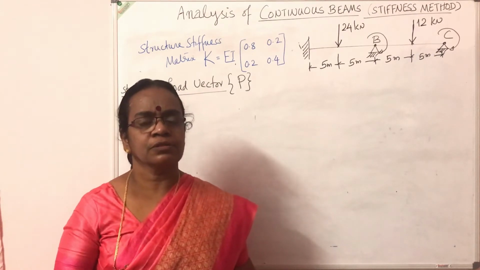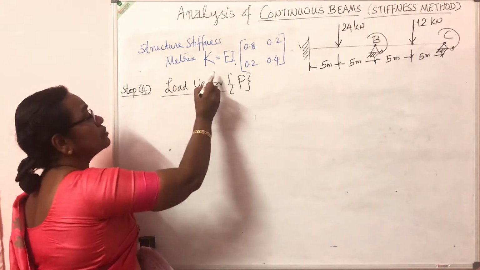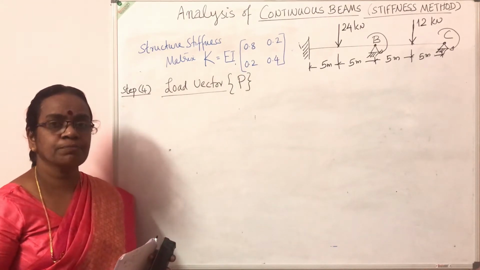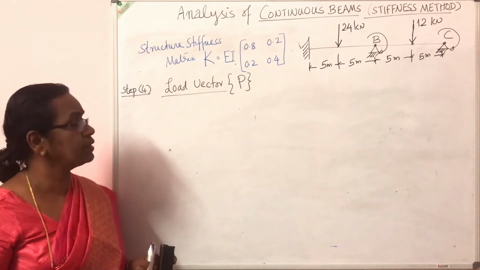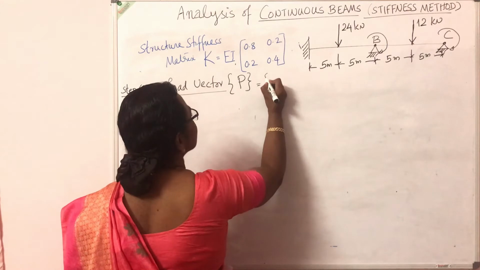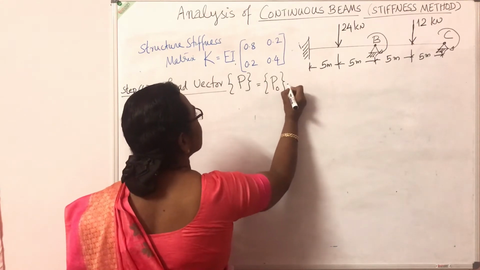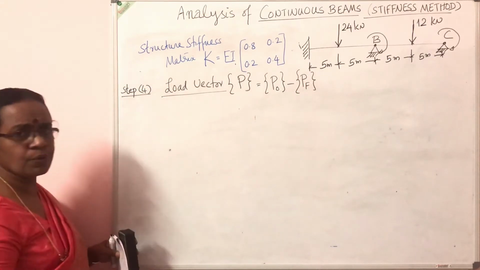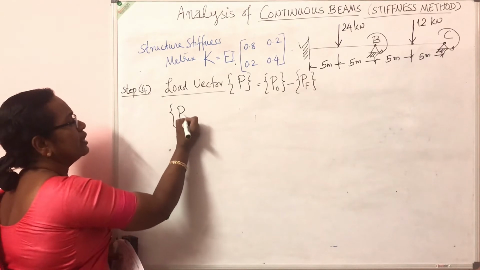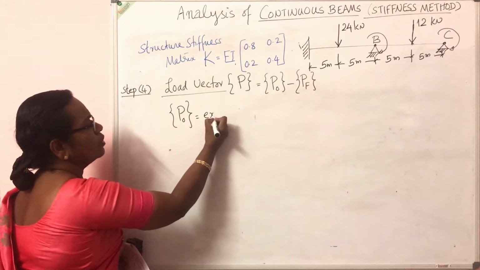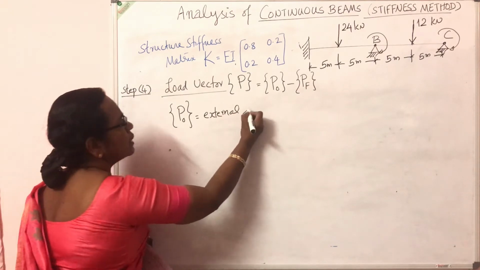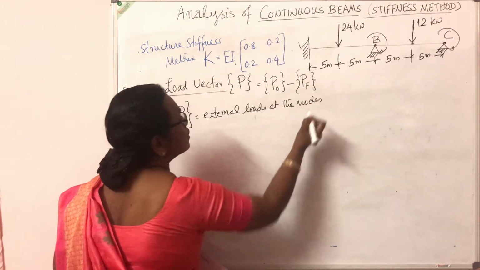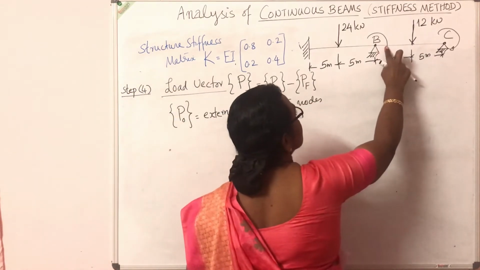Okay, from step 3, we have got the stiffness matrix for the structure as EI into 0.8, 0.2, 0.2, 0.4. The next step is to form the joint load vector, or the load vector P, and load vector P can be written as P0 minus Pf. P0 is the vector of externally applied loads. This is external loads at the nodes.